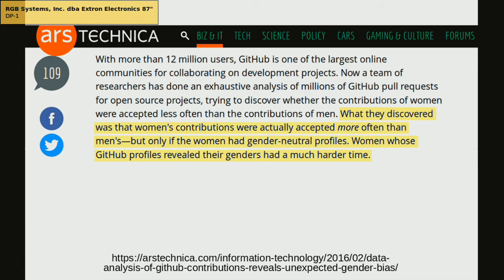And so the researchers were like, well, okay, we'll do this. And so what they found through this research was that if your Google Plus profile was marked as female, if you were a woman, then you were more likely to get your pull request accepted, but only if your username and your profile were not feminine. If someone could identify you as a woman, you are actually more likely to get more comments on your pull requests, more pushback, and less likely to be able to get it merged.